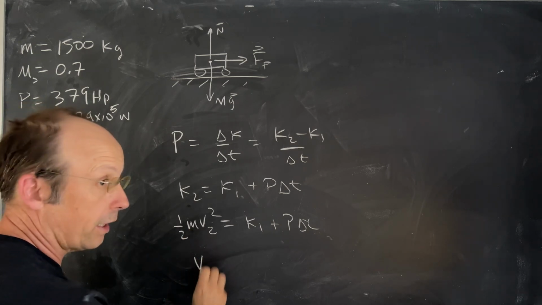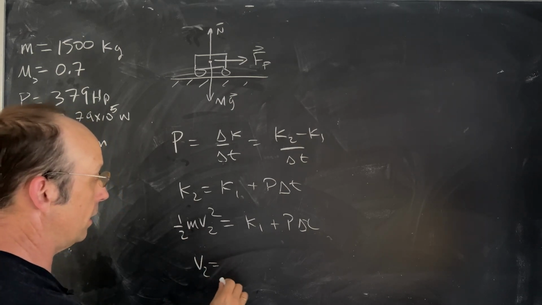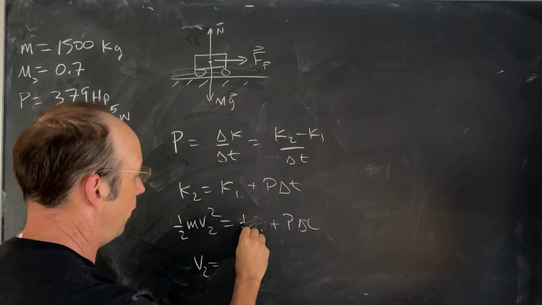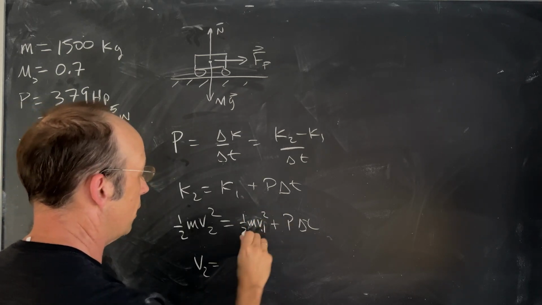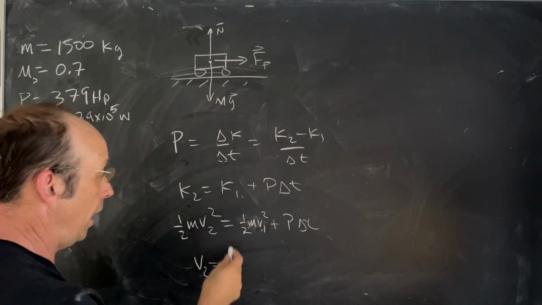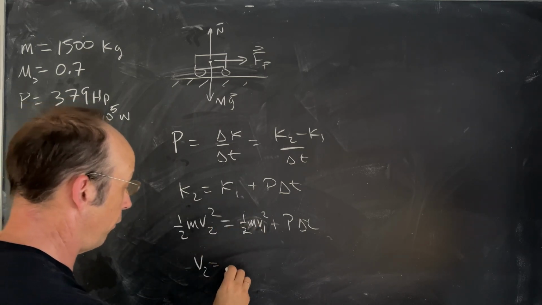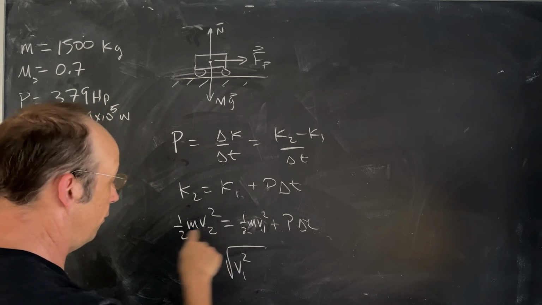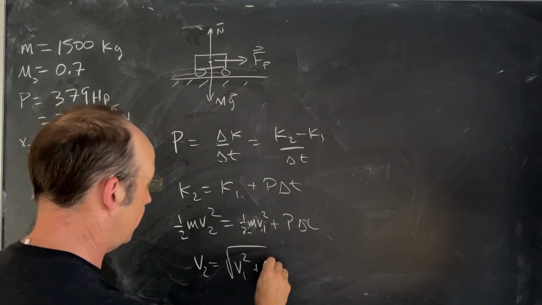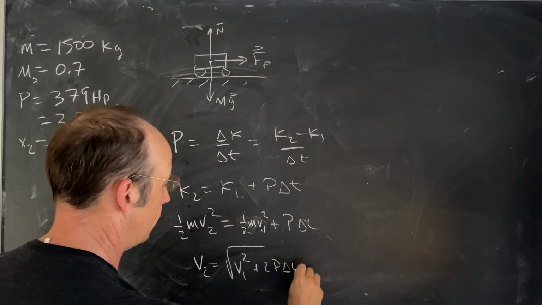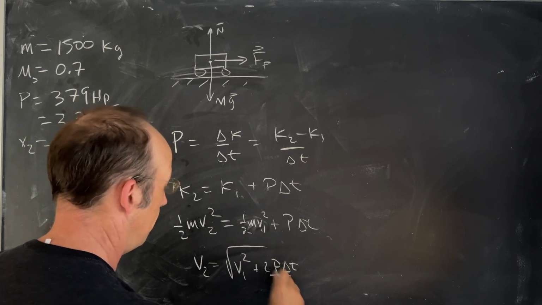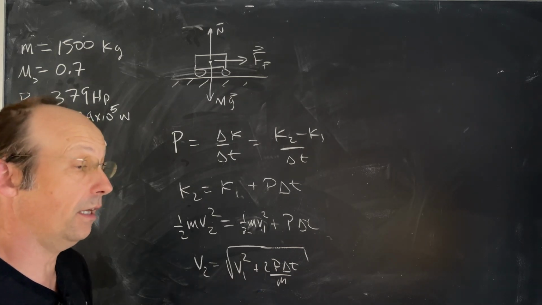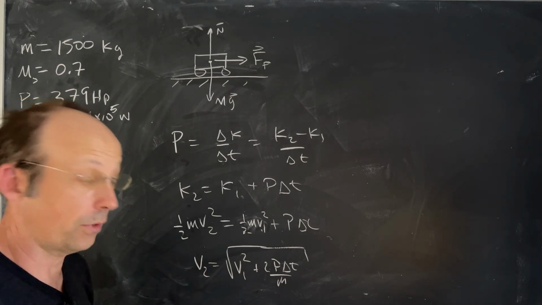So I get V2, the next velocity, is the old kinetic energy. I should put in 1/2 m v1 squared, because I'm going to have that. If I multiply that and take the square root, I get the square root of v1 squared, because this cancels, plus 2P delta t over m. So if that's constant, I can calculate the new velocity at the end of each time interval and plot it, and that's what we're going to do.